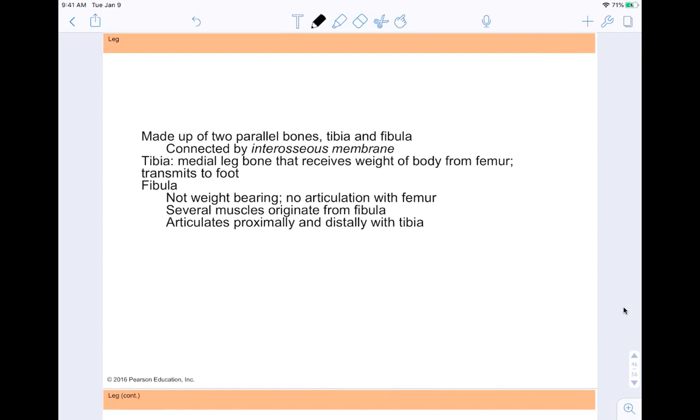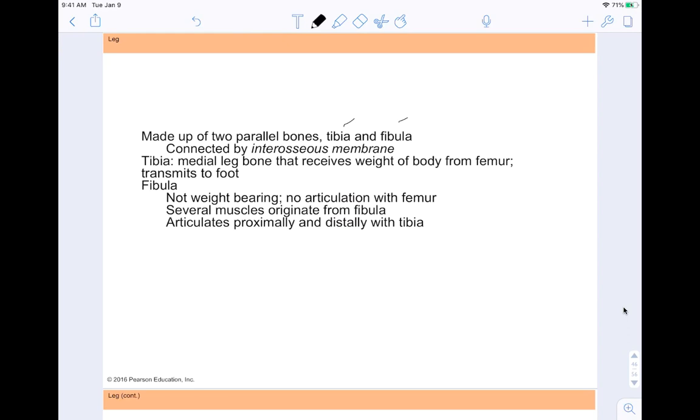Okay, so the leg sits below your thigh. So we're looking from kneecap down to your ankle. Okay, it's made up of 2 different parallel bones, kind of similar to your arm. Okay, they're called the tibia and the fibula. Okay, they're connected by that same interosseous membrane that existed between the radius and the ulna of your forearm. Okay, the tibia is going to be the medial leg bone, so towards the middle, that receives the weight from the body from the femur. Okay, and then it's going to transmit it down to your foot.